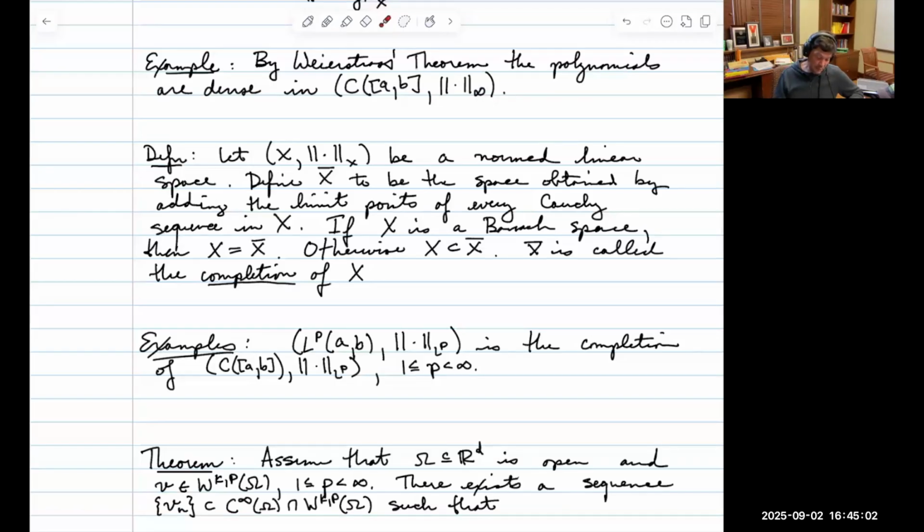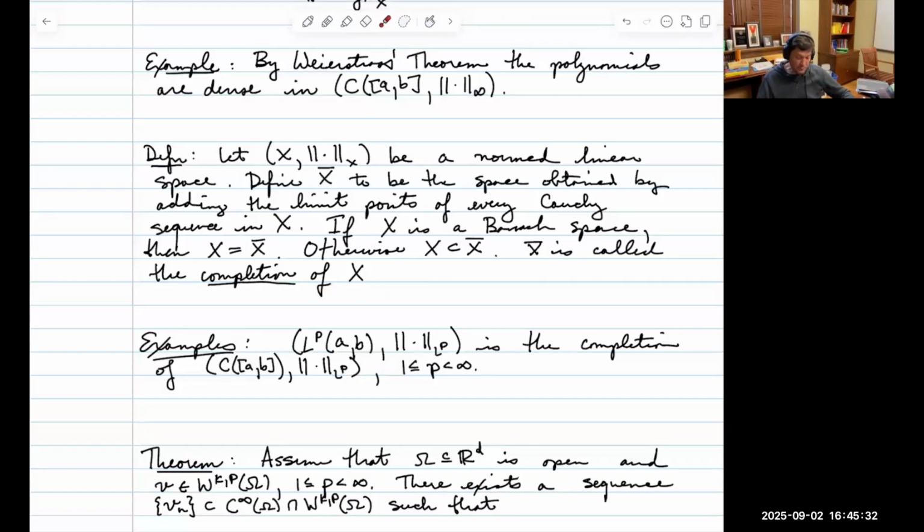So if X is already a Banach space, then there's nothing to do because remember, every Cauchy sequence is a convergent sequence to begin with. Otherwise, X is a true proper subset, in this case a proper subspace, of X bar. And X bar is called the completion of X. It's a little bit bigger than X, right? Because what we've done is we've added the limit points.